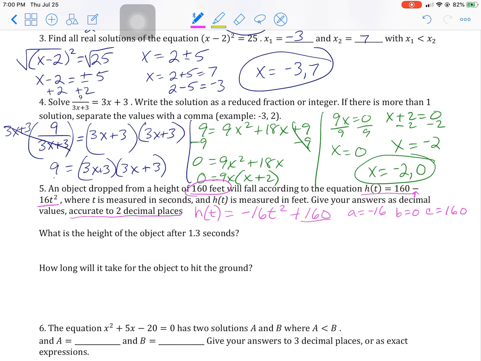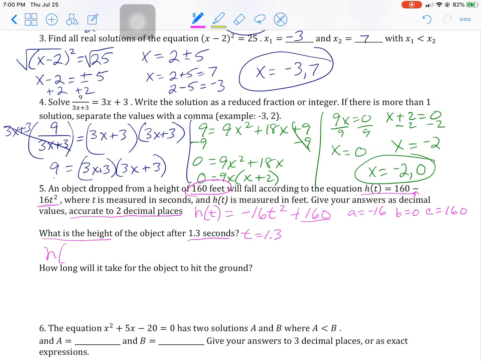It's really important to read. A lot of these questions have 2 questions, but these don't look like your typical questions. What is the height of the object after this? So they're telling you that the height is 1.3. Oh, wait. Here, I gotta read. It's very important to read. What is the height after this? So they're saying t is 1.3.